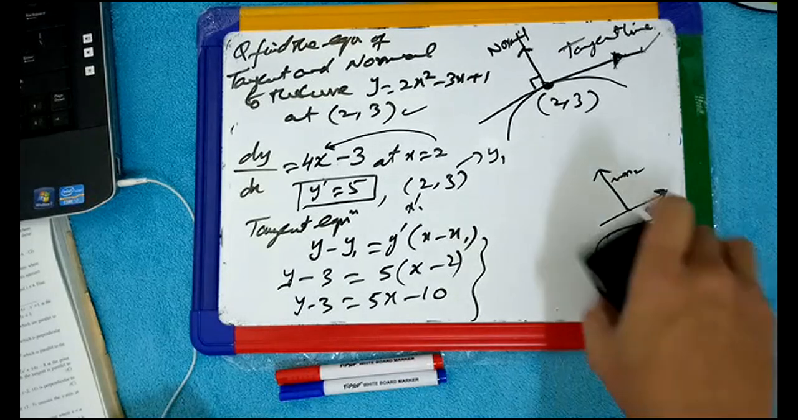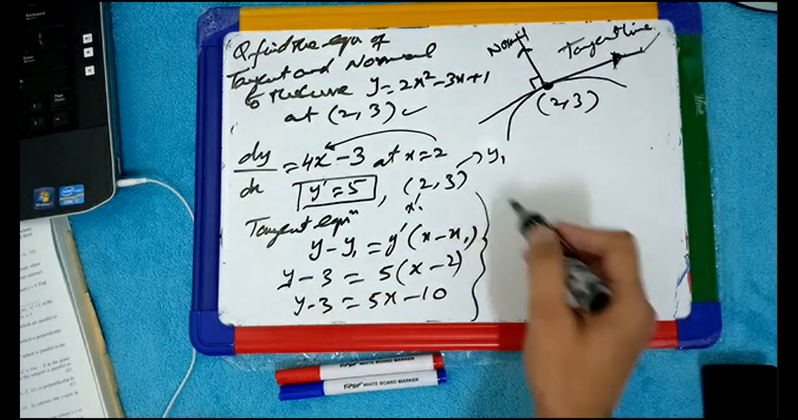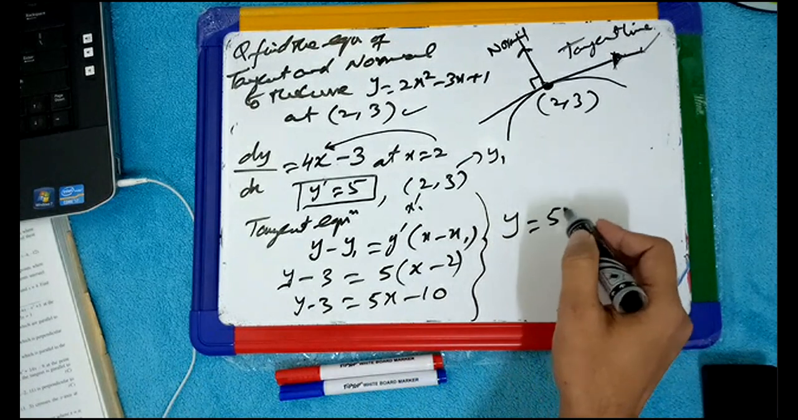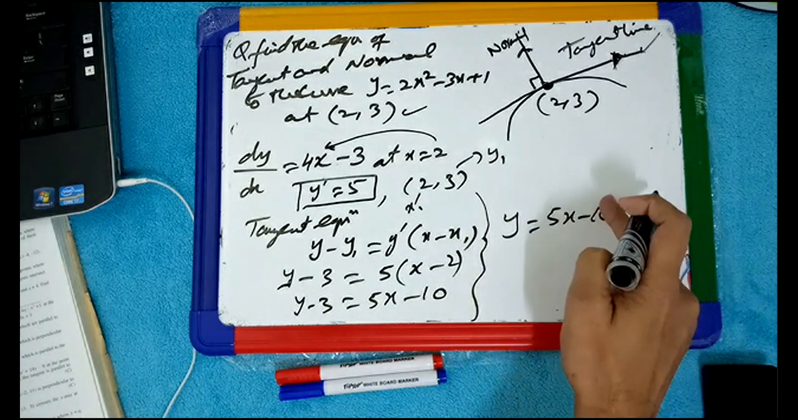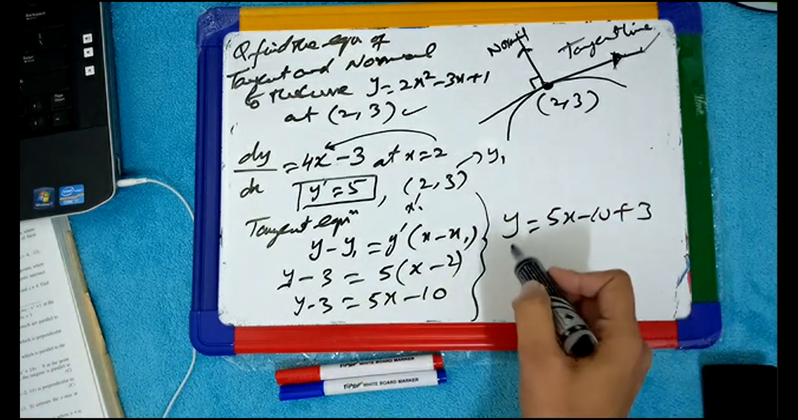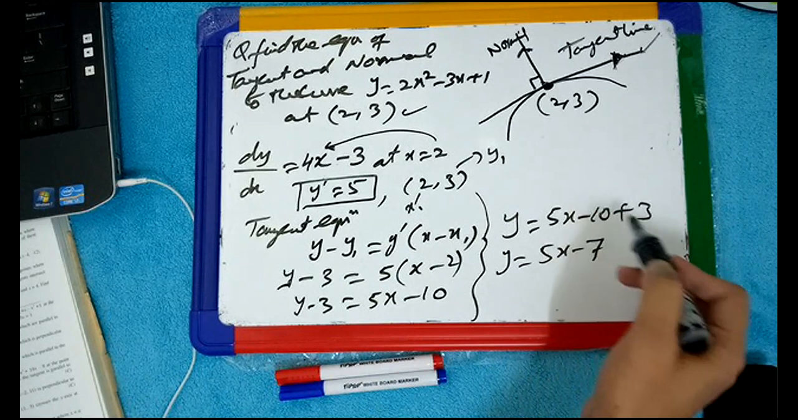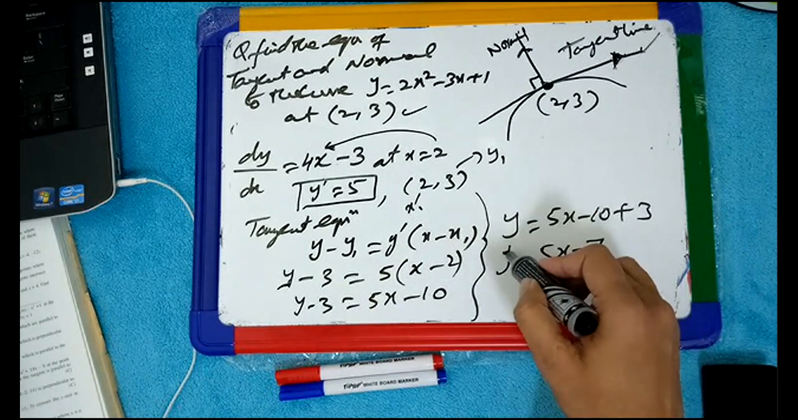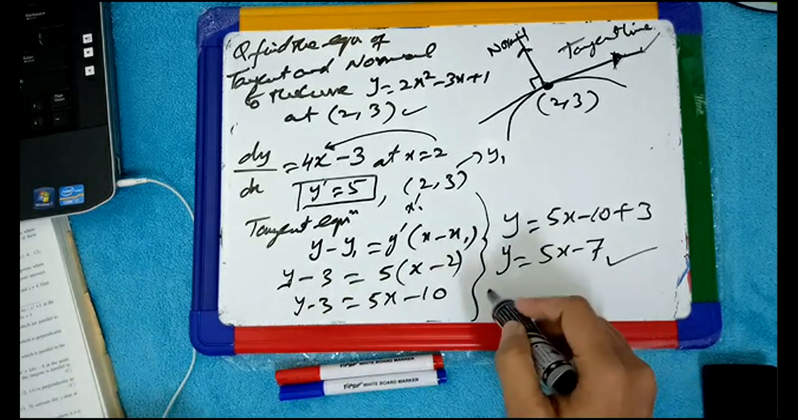Now next, y equal to 5x minus 10 plus 3. So y equal to 5x minus 7. Yes, this is the equation of the tangent. First part done. Easy? Any difficult thing in this? Nothing? Very nice. Fine, very good. So this is the tangent equation.